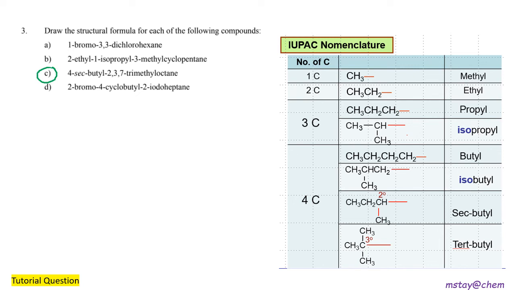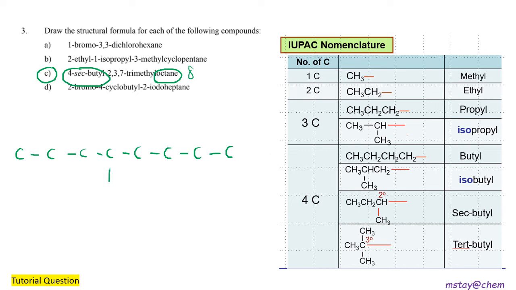4-sec-butyl 2,3,7-trimethyl octane. Octane is the parent which consists of 8 carbon. So from the left to the right we have 8 carbon, 1, 2, 3, 4, 5, 6, 7, 8 carbon. So we just follow the name here. 4-sec-butyl. So that means the sec-butyl will add to the 4th carbon. So 1, 2, 3, 4 is around here.